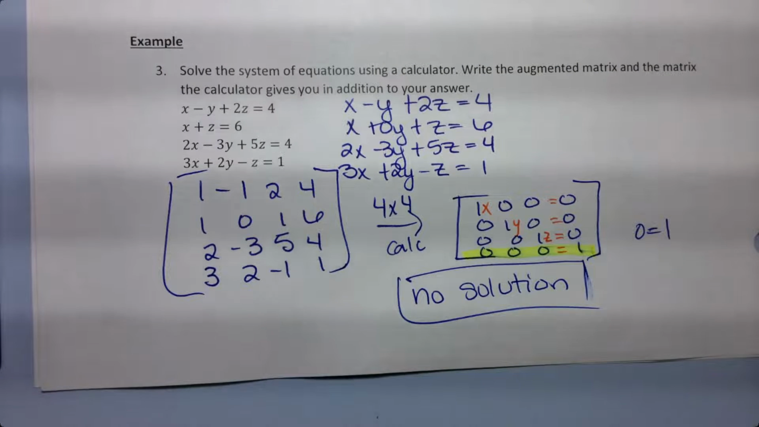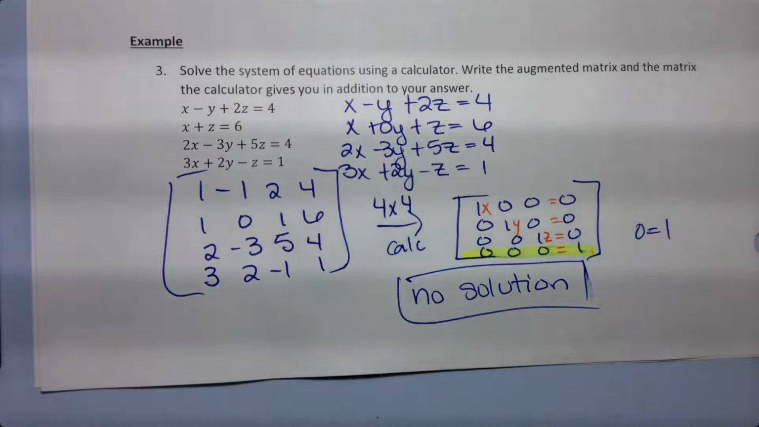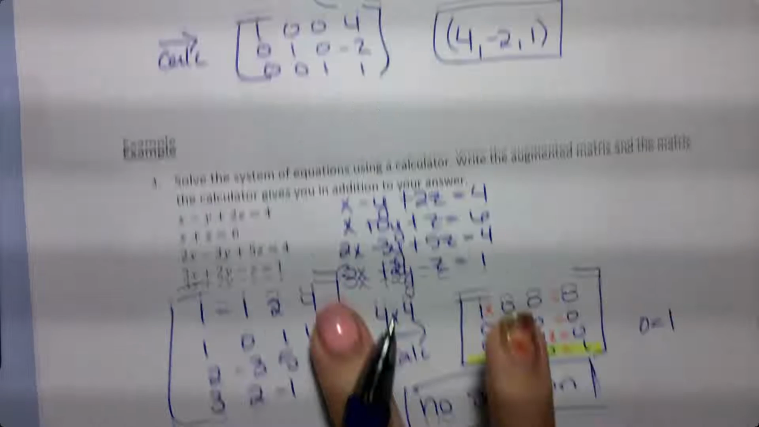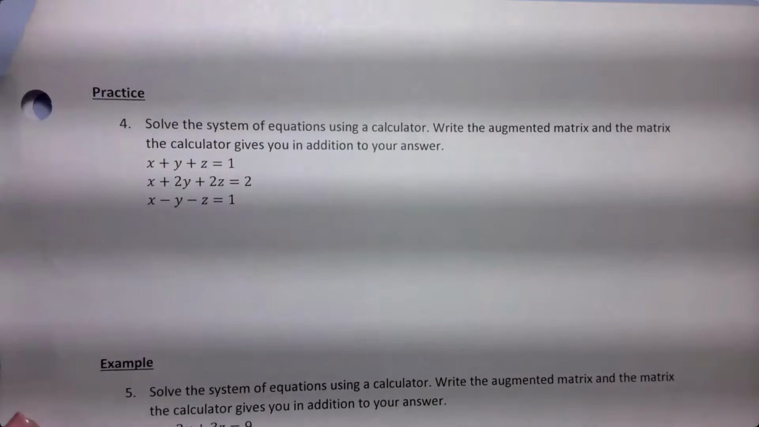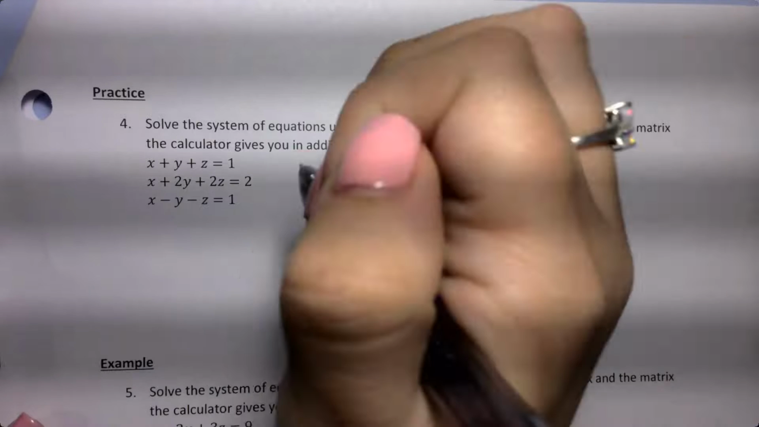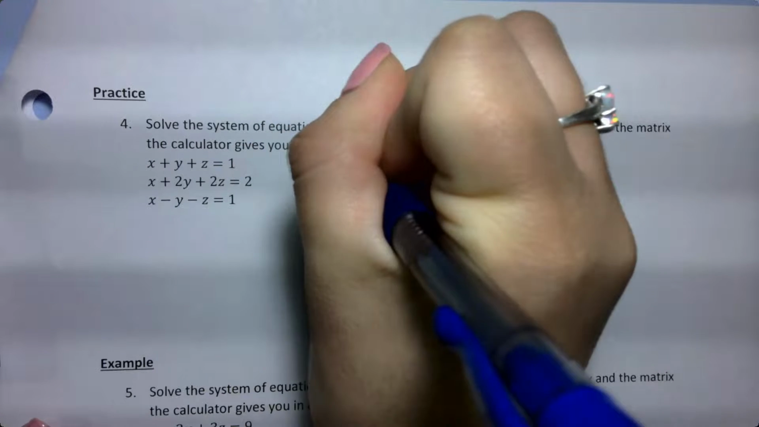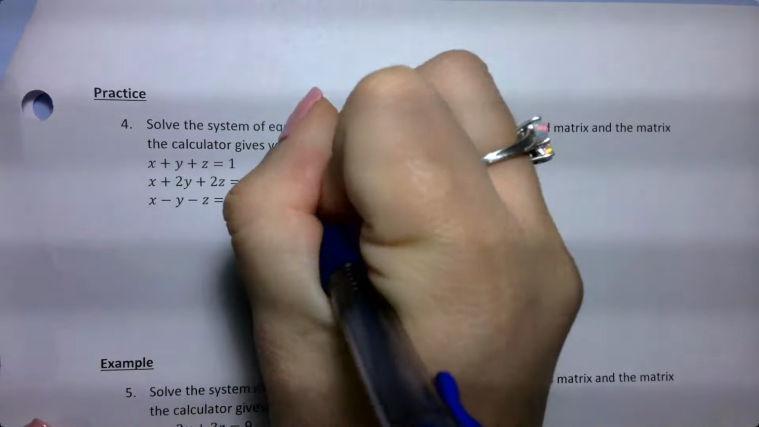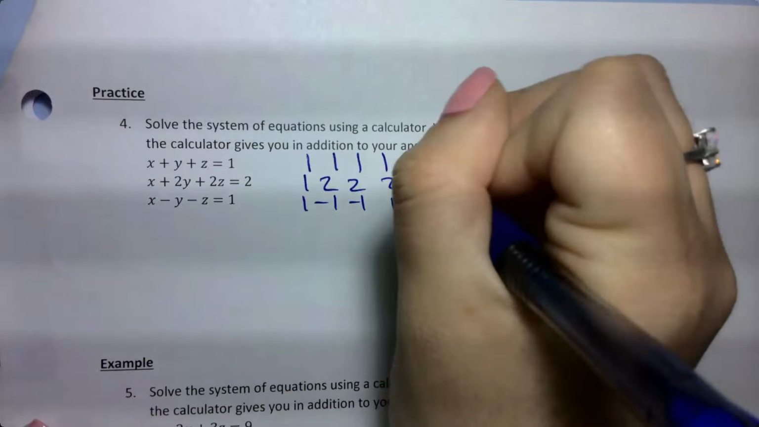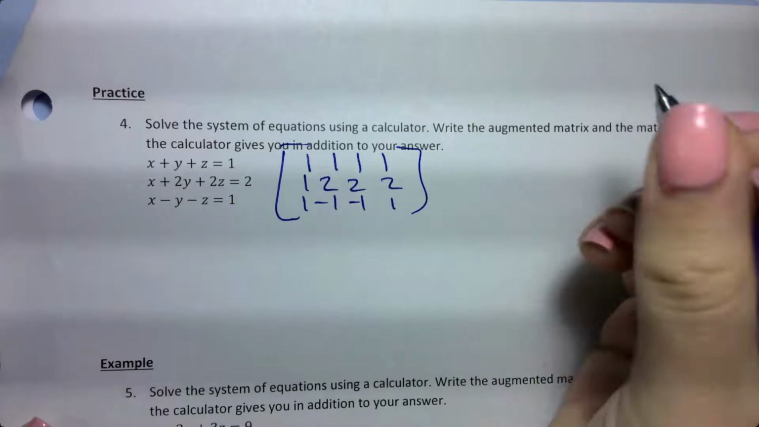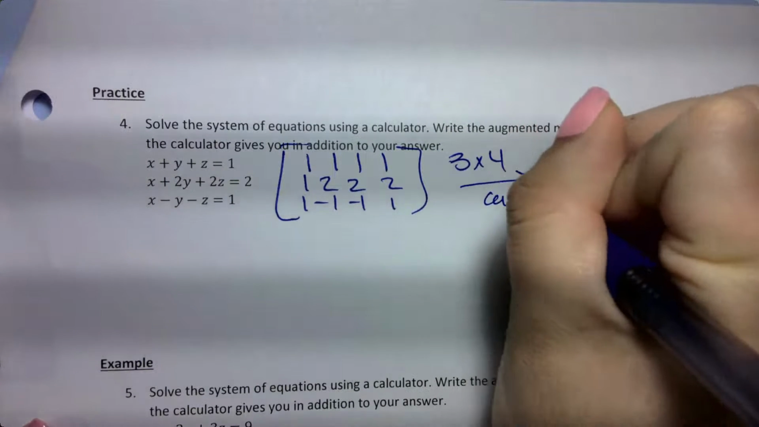So again, pause the video, take a few minutes to work on number 4, and then play when you are ready to check your answer. So number 4, this one, I have all my variables and all my equations, so I can go ahead and start by writing my augmented matrix. I have 1, 1, 1, 1, 2, 2, 2, 1, negative 1, negative 1, 1. This matrix has 3 rows, 4 columns. So I'm going to go type this into the calculator now.